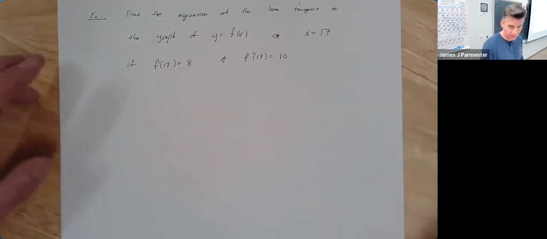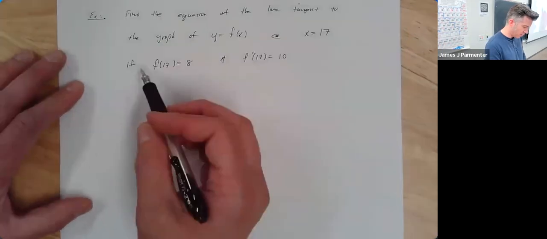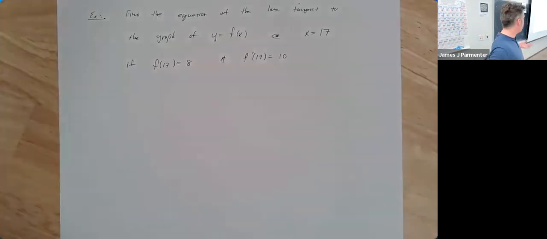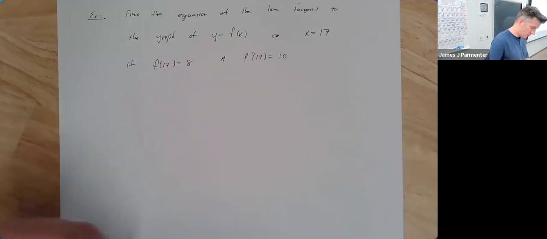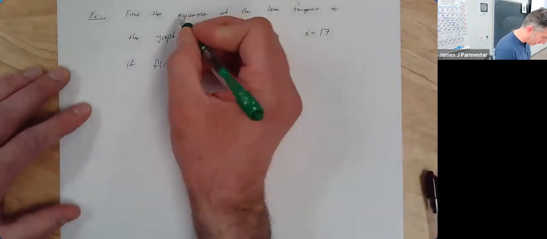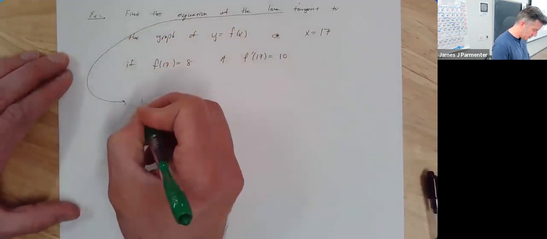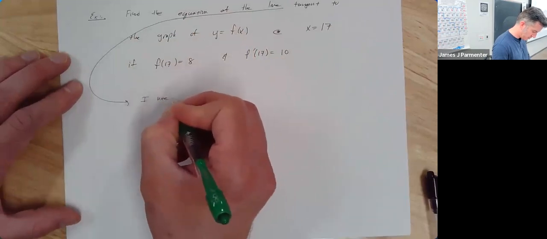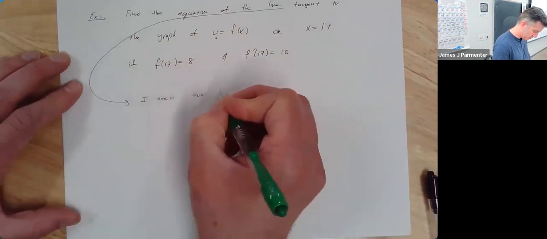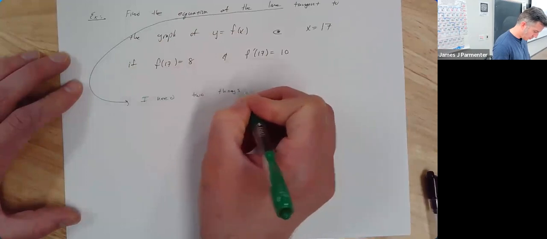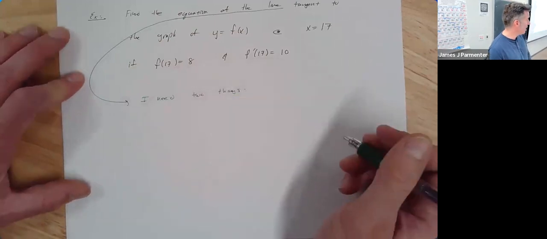And we're actually going to do another version of this as well. So we have all the information we need. Find the equation of a line, right? The equation of a line doesn't matter if it's a tangent line or any other line. For the equation of a line, you should automatically think, I need two things. What are the things we need to find the equation of a line?